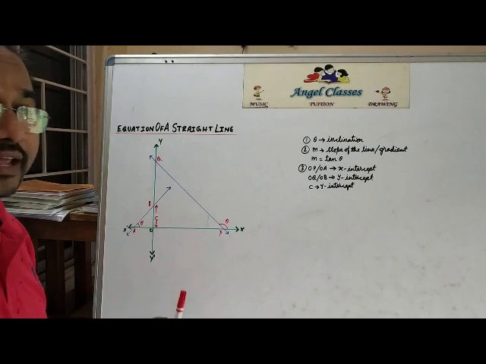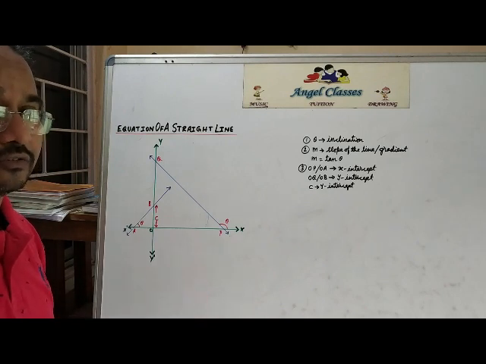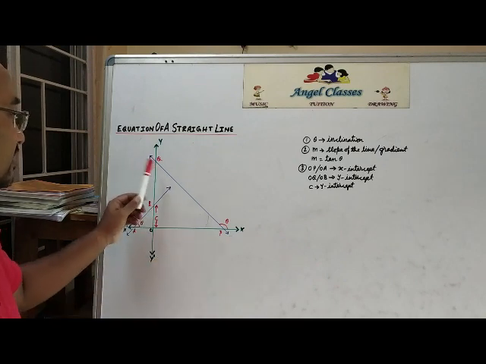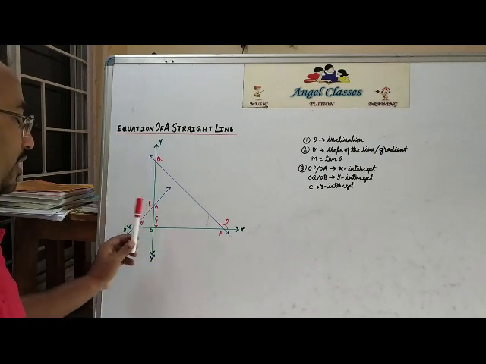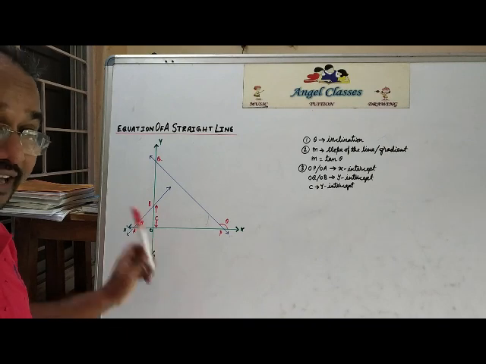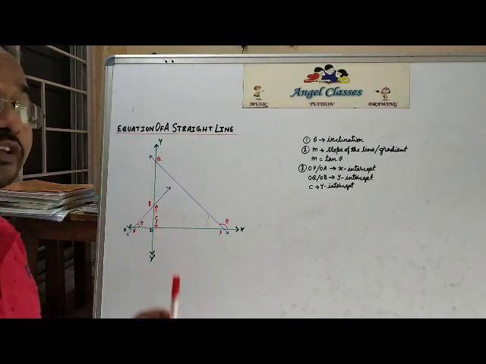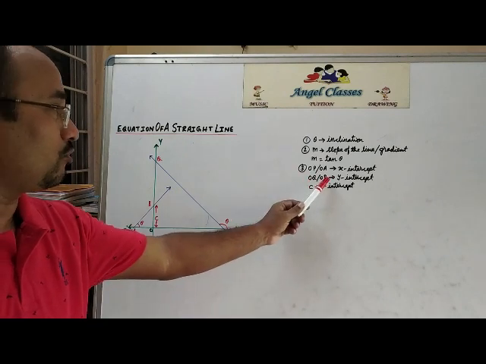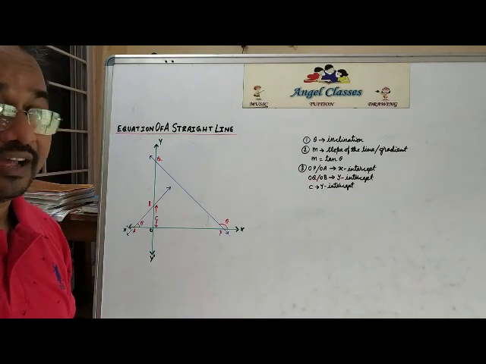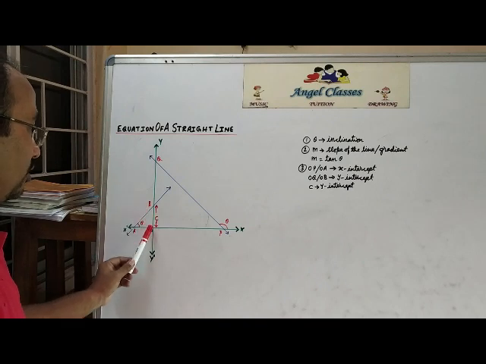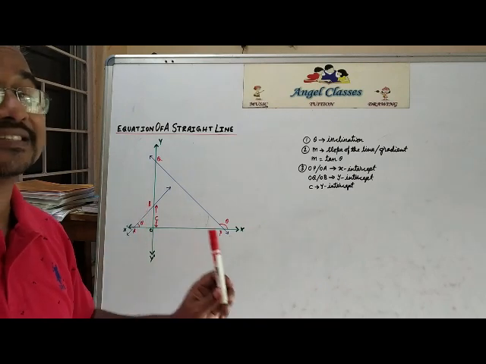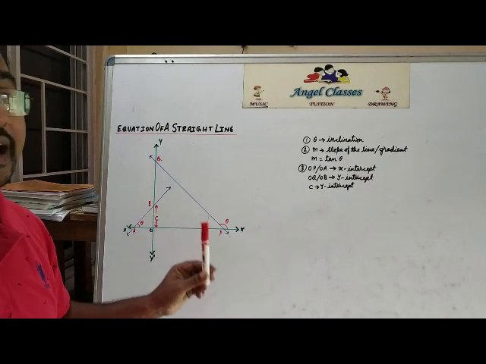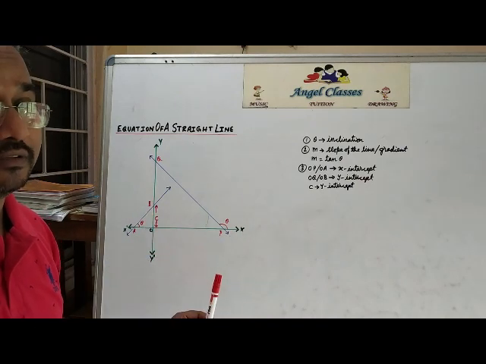Same way these two lines are cutting the y-axis also. So the first line is cutting the y-axis at B and the second at Q. Now O to B will be the y-intercept. Same way O to Q also will be the y-intercept. So I have written here OQ or OB is your y-intercept, and this y-intercept we take as length C. This is the symbol we will be using for the y-intercept.